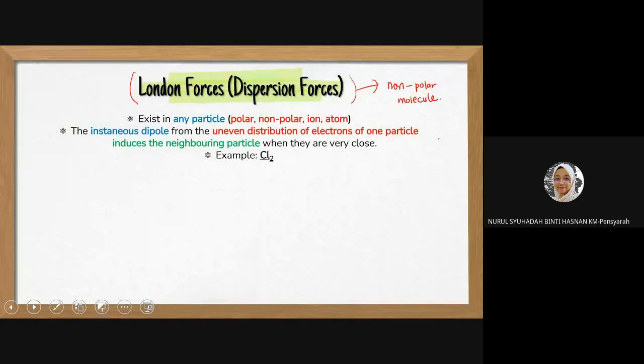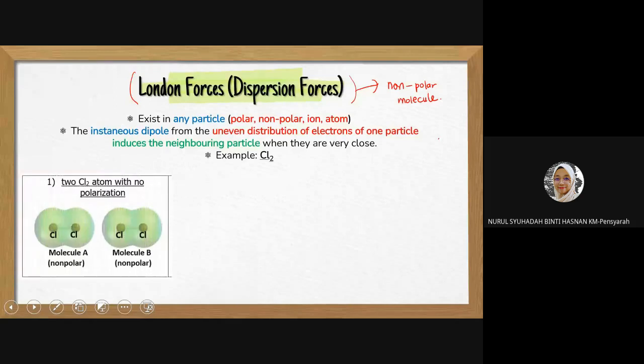Okay, so macam mana London forces terhasil? Okay, so dia ada cara dia dekat sini. Okay, kenapa kita akan fokus dekat non-polar molecule dekat sini? So, for example, we have Cl2. Okay, so macam mana London forces terbentuk?